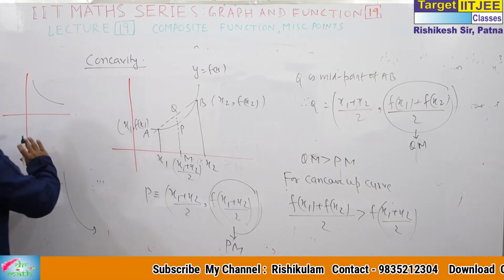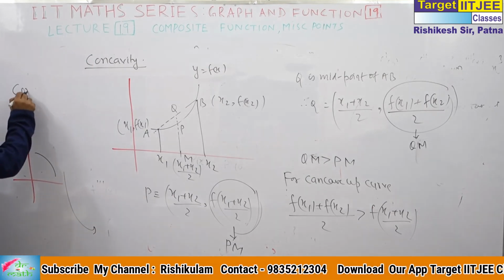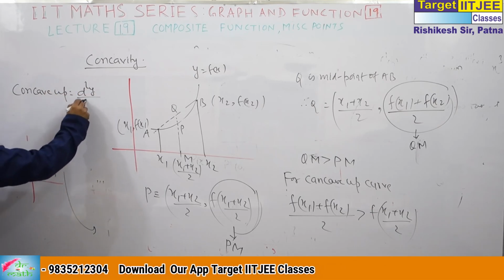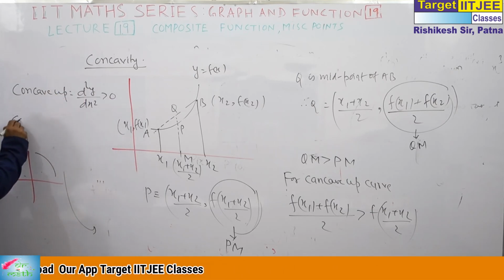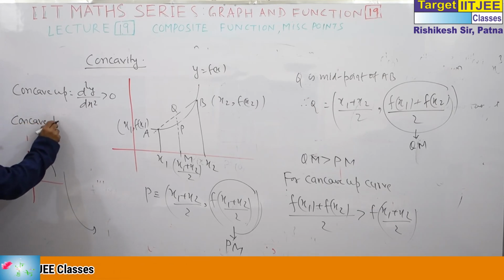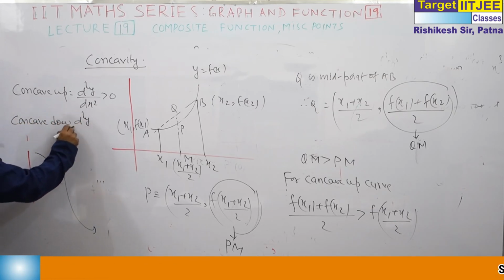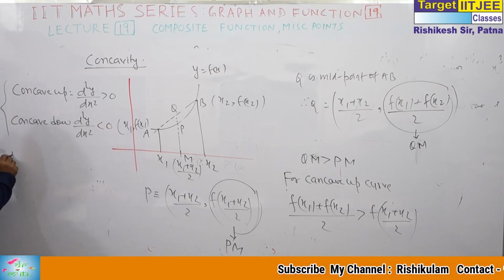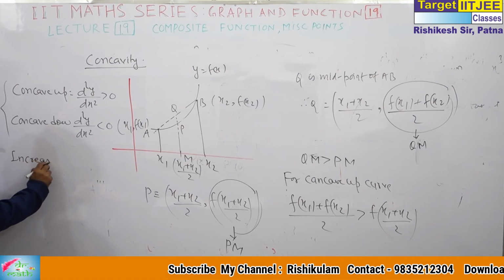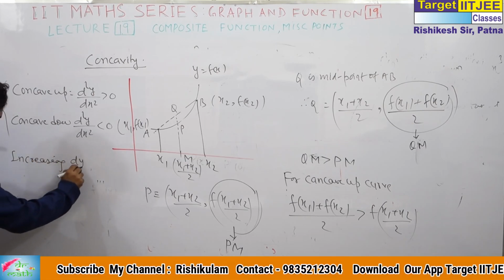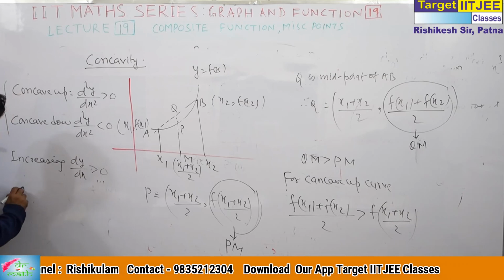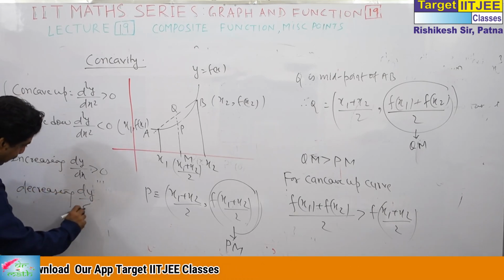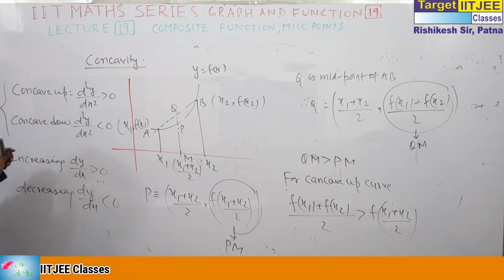There is one more result for concave up curve. Let me write here. Concave up: d2y by dx square greater than 0. Concave down: d2y by dx square less than 0. You know, increasing means dy by dx greater than 0. Decreasing, that I have done in AOD and will do again, is less than 0.